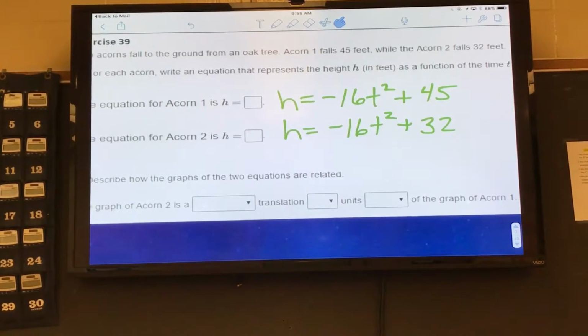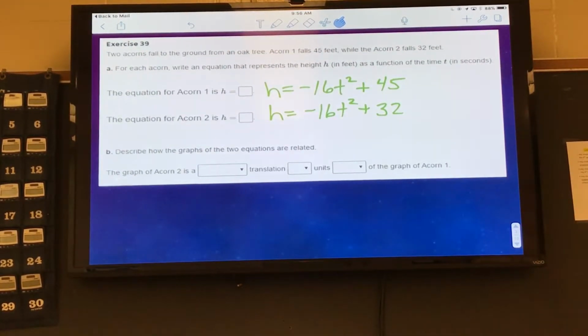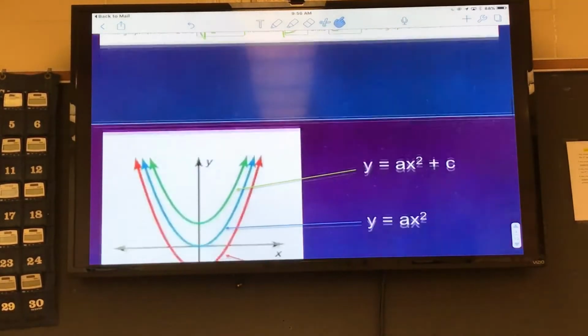Describe how the graphs of the two equations are related. The graph of acorn 2 is a... What do you have? Should be vertical translation. How far apart are these? 13 units. And acorn 2 was further down. So down. There you go. Not too hard. All right.